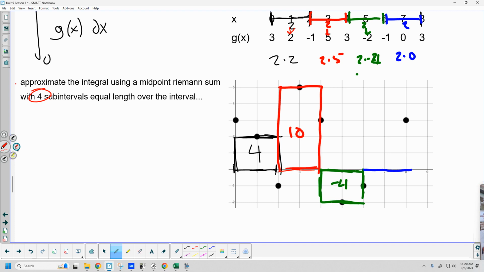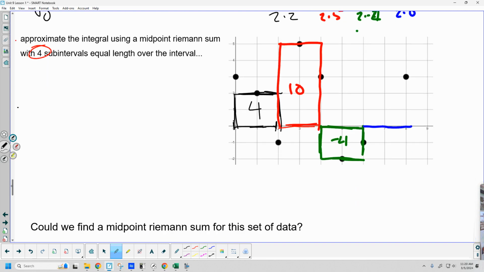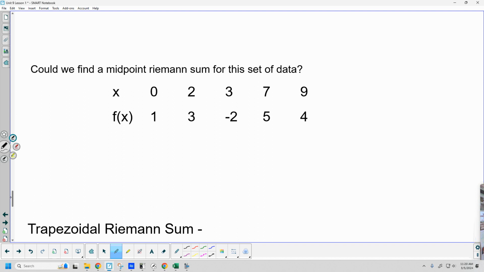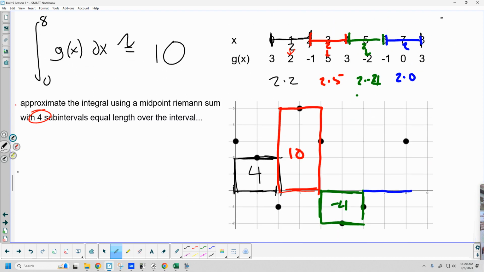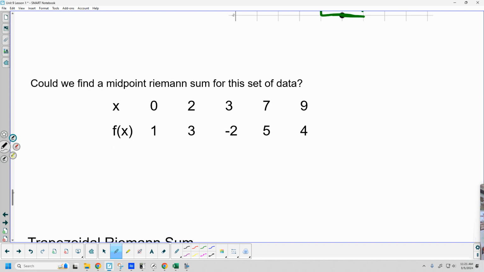All right. So here, it's like, what about the 0? Listen, Riemann doesn't care. Riemann said, do this, and you did this. All right. So we all got the same approximation, not an equals. I didn't mean to write equals, an approximation. We all got the same value. Okay, cool. Could you find a midpoint Riemann sum for this set of data?